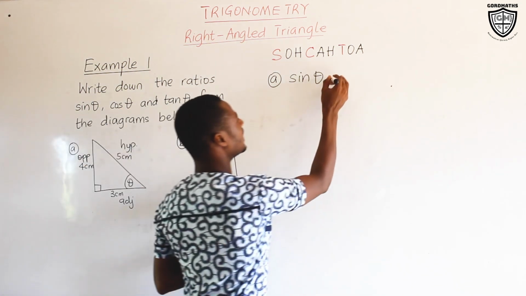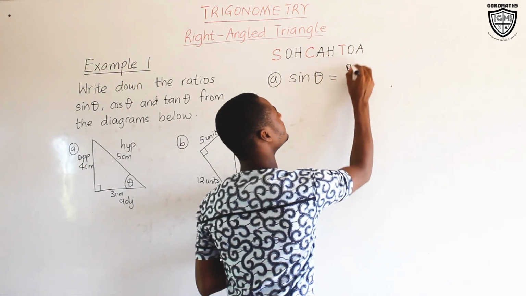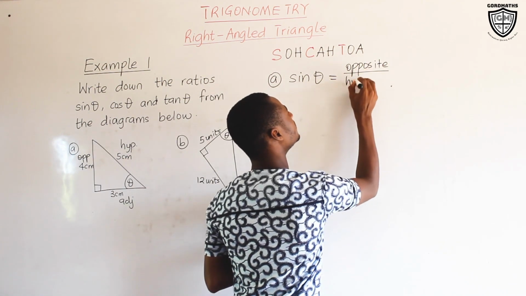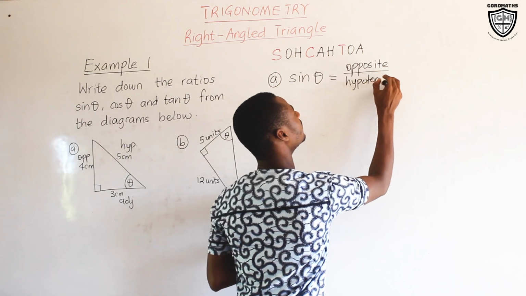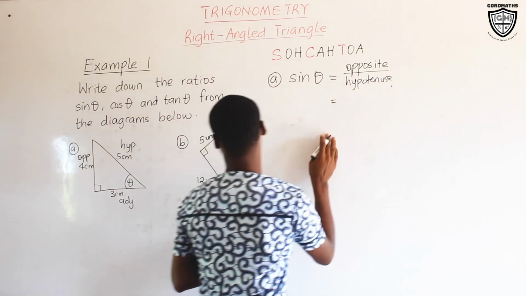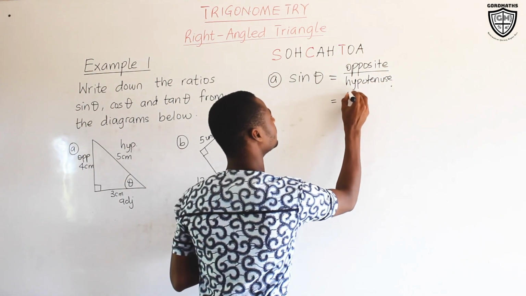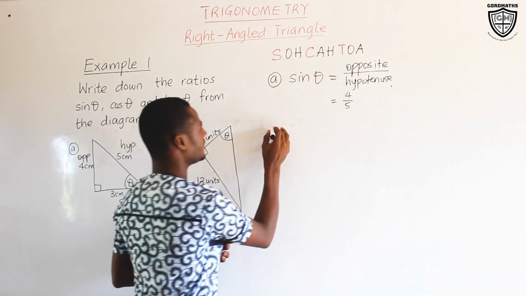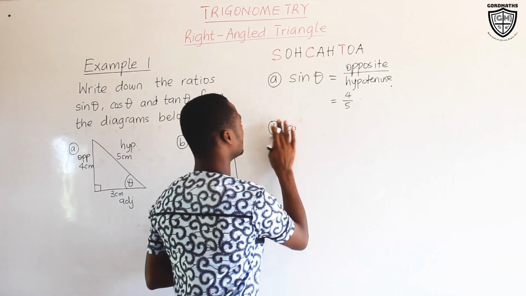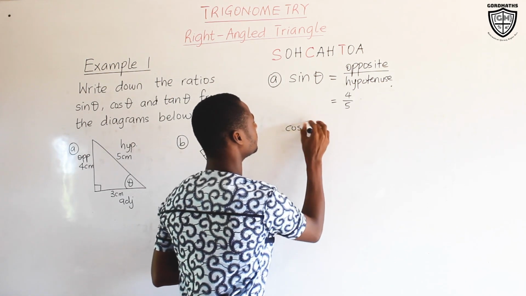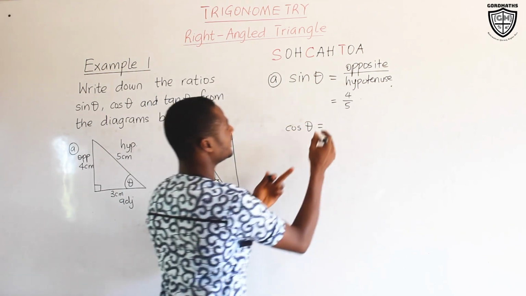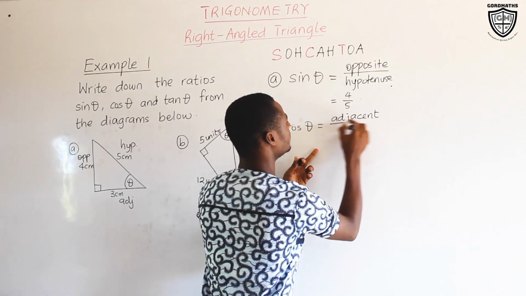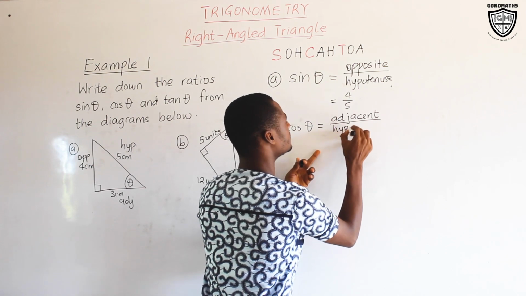So sin theta, which is opposite over hypotenuse, will be equal to, the opposite is 4, the hypotenuse is 5. Then cos theta will be given by the adjacent divided by hypotenuse.